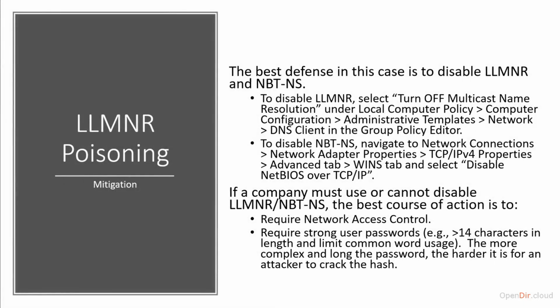All right, let's talk LLMNR mitigation. So the best defense here is to actually disable LLMNR. You have to disable not only LLMNR, but also NBT-NS, because remember, if DNS fails, it goes to LLMNR. If LLMNR fails, it goes to NBT-NS. Just cutting out LLMNR isn't enough. So to fully disable this, you have to disable both.